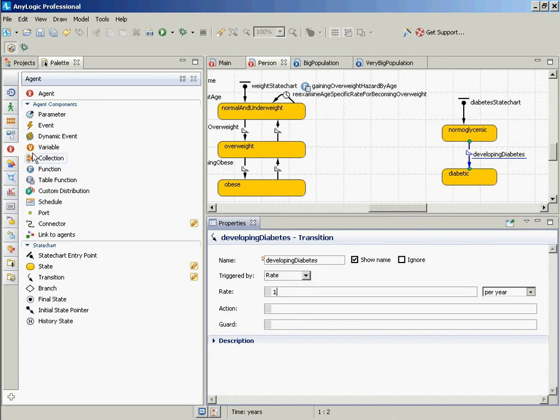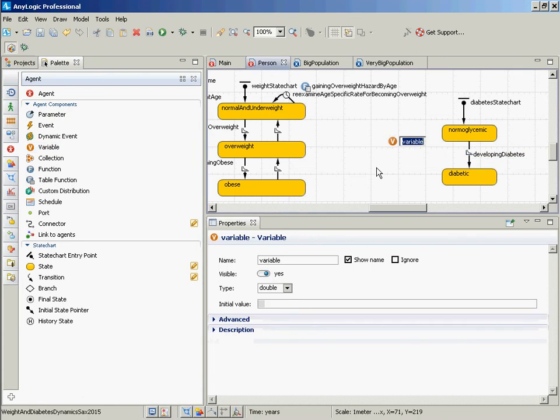And this is going to be called, I'm typically going to call it diabetes hazard. Could be named better. Developing diabetes hazard. I'll leave it at diabetes hazard, partly to compensate for my long names elsewhere. Diabetes hazard.